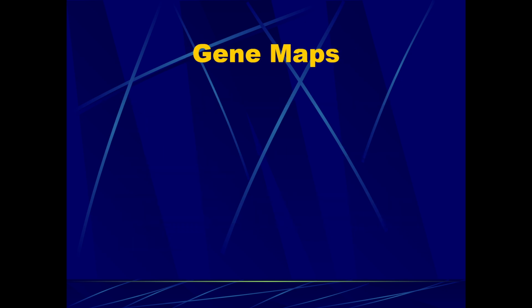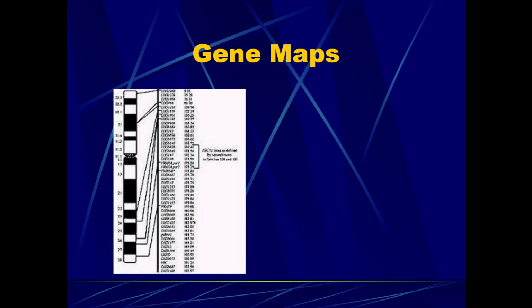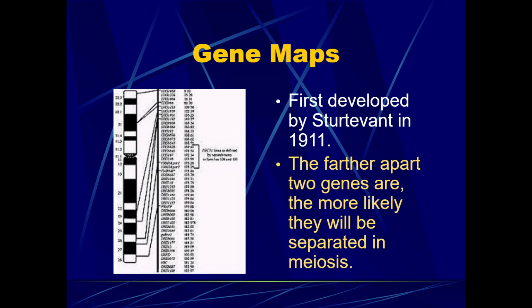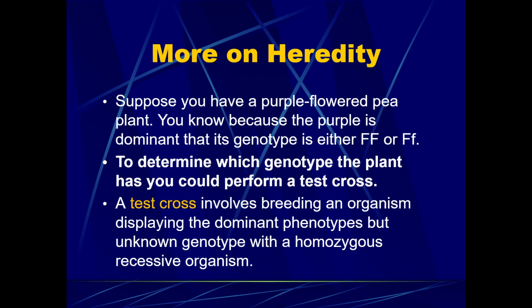And that was vital information. He helped put together information that provided evidence for gene maps. And gene mapping became a way to study the possibility of gene linkage and the inheritance of certain traits that, especially, are polygenic and depend on multiple genes inherited a certain way to determine a final phenotype. So this was first developed by Sturtevant in 1911, and he drew a lot of information from Morgan and his idea of gene linkage. And the farther apart two genes are, the more likely they will be separated in meiosis.